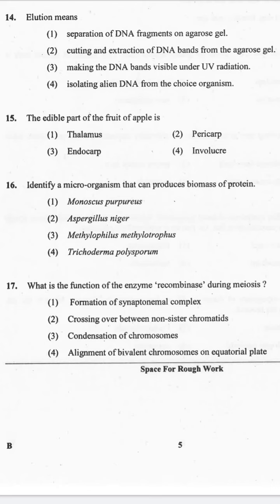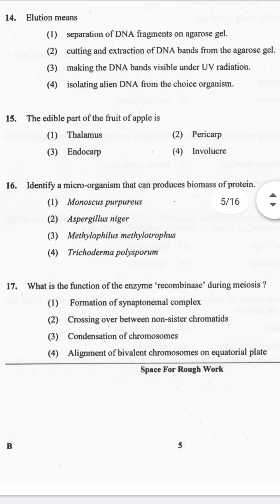Monascus purpureus has been commercialized as a blood cholesterol lowering agent. So here this helps to decrease the blood cholesterol in animals.